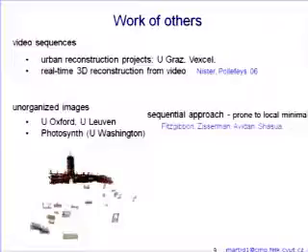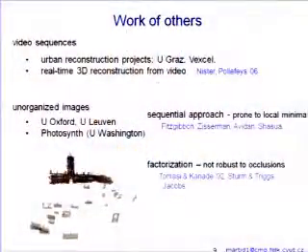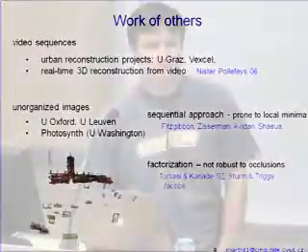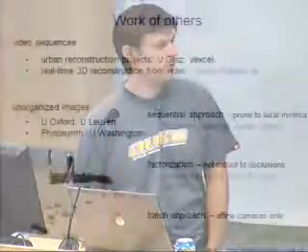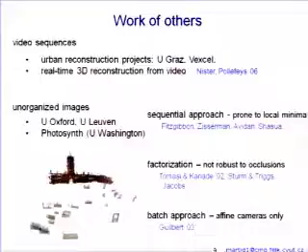And there are two ways how to approach the problem of unorganized images. First is the sequential, however, it is quite prone to local minima. And the other is factorization, which is, on the other hand, not robust to occlusions. I will speak about this later. And there is another approach, which I call batch approach, introduced by Gilbert, but it's usable for affine cameras only.